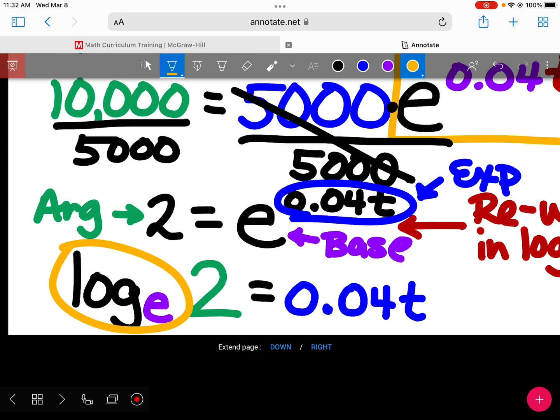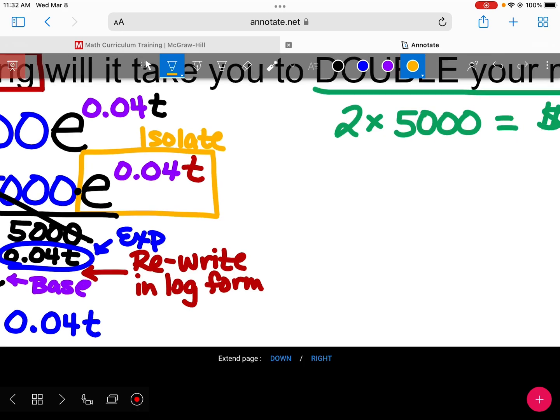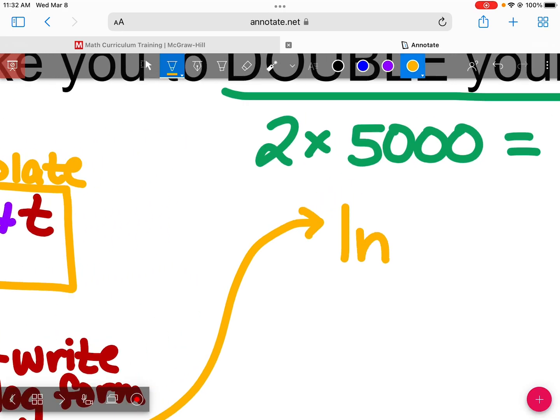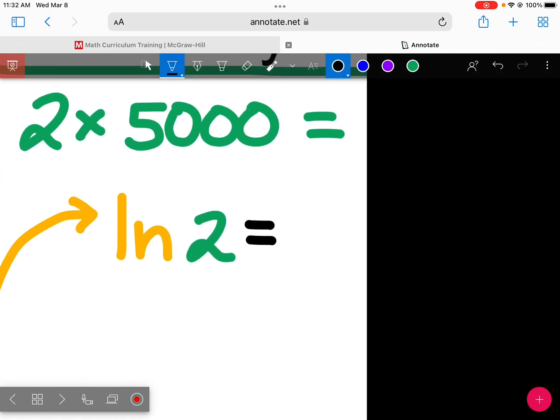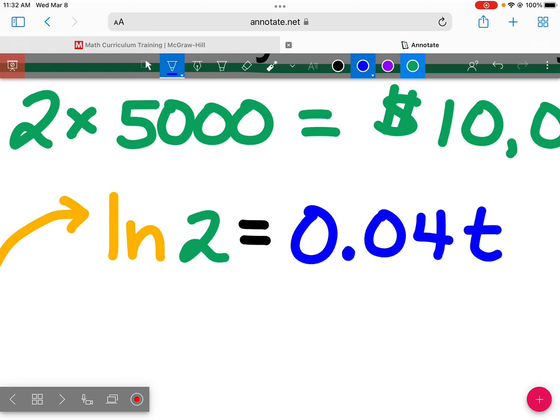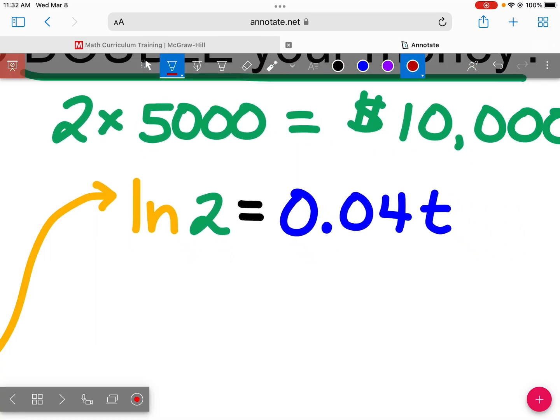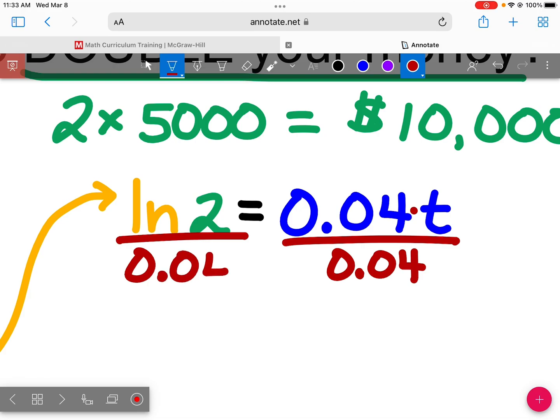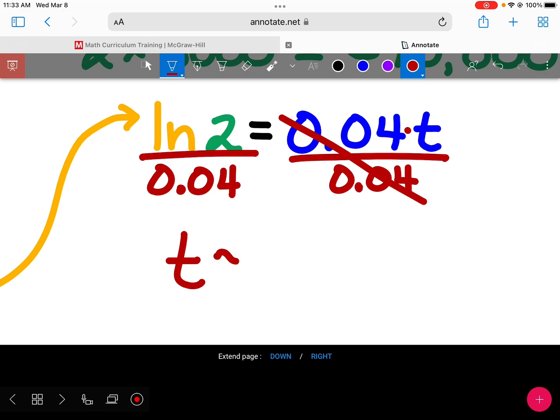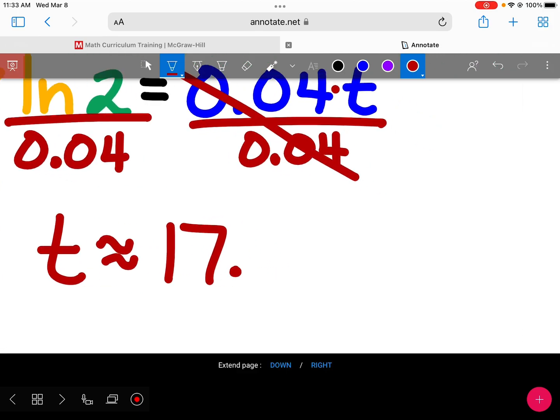Do we have a better way of writing log base e? ln. I'm going to bring my work around here. ln of 2 equals 0.04t. What do I still need to do yet to get t all by itself? Divide both sides by 0.04. And t comes out to be ballpark. Give me out to 3 decimal places. 17.329. I'd take either one of those. If you take it out to 4 places, I'd take that too.